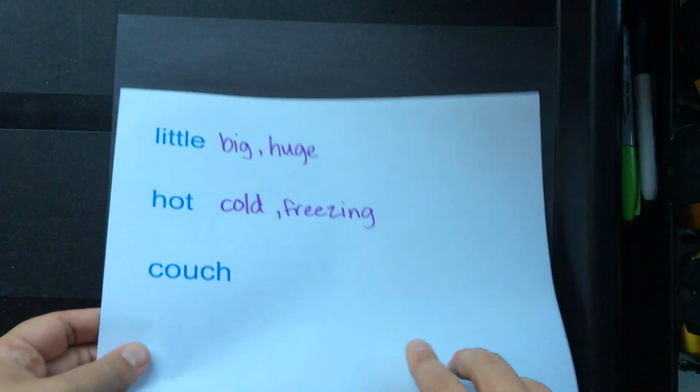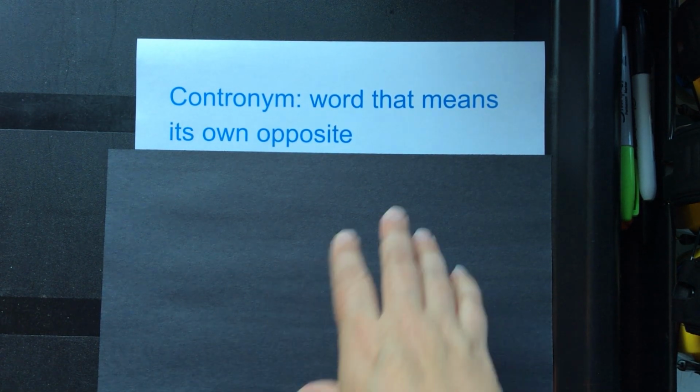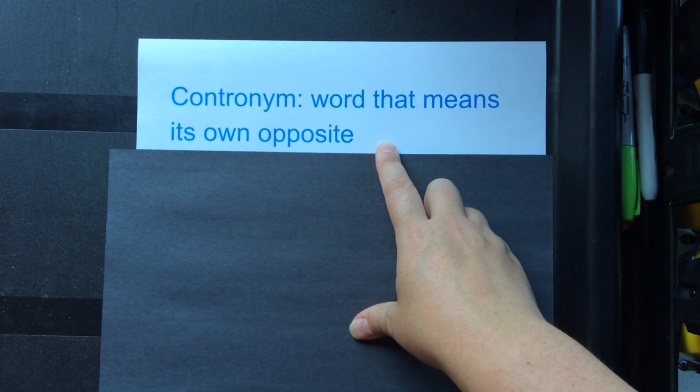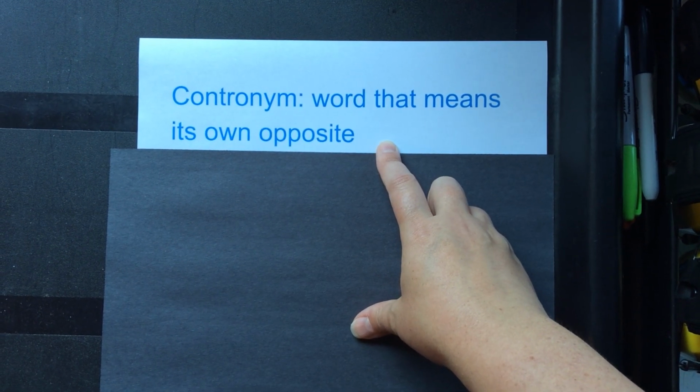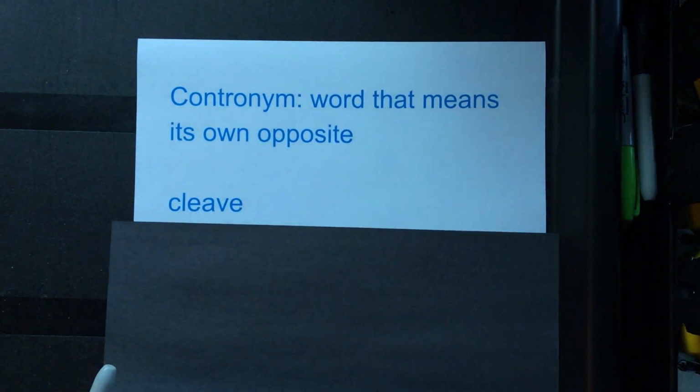One more short little topic, and that is contronyms. So contronyms are really cool just from like a nerdy language perspective. Contronyms are words that are their own opposites. So if I have one word, it can have two opposite meanings. Let me give you two examples and then think about why that matters.